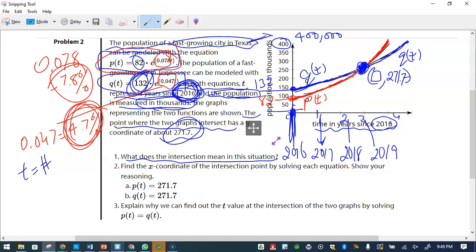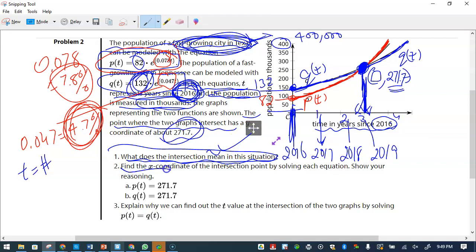So this point is where both graphs represent the population of the city, right? So at one point in time, somewhere here, this point, I don't know exactly after how many years. Is it really three, or more than three, or less than three? I don't know. But that point basically means both cities you're talking about have the same population. This is the population 271.7. So what does the intersection mean in this situation? It only means the intersection is the time when the two cities have the same population. So you're supposed to write that.